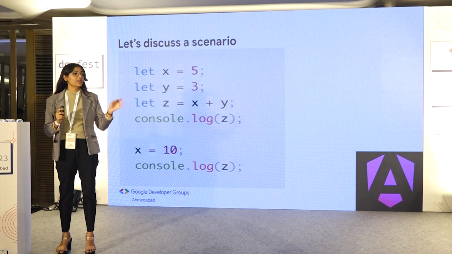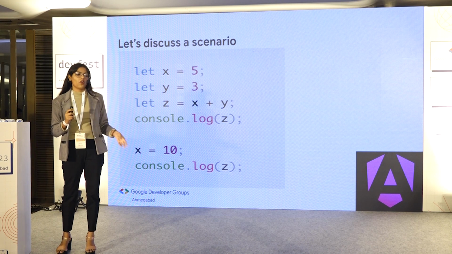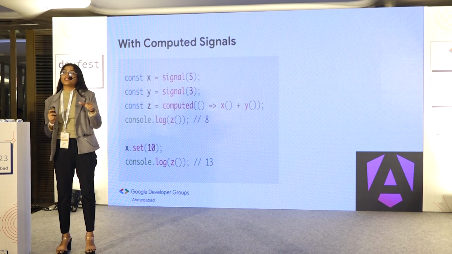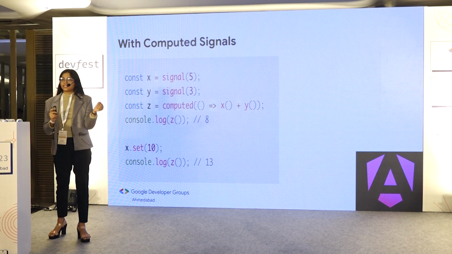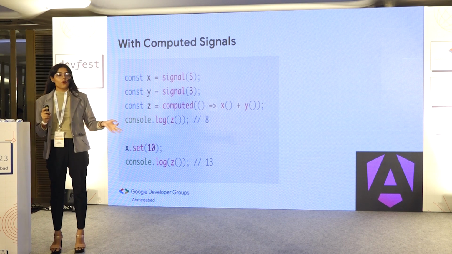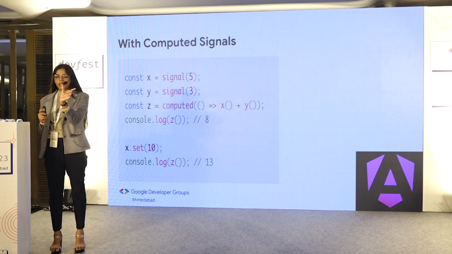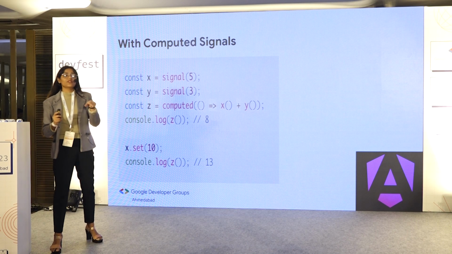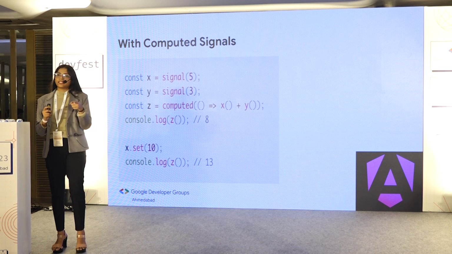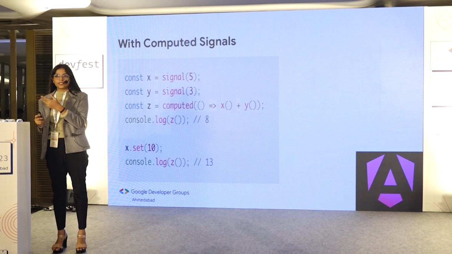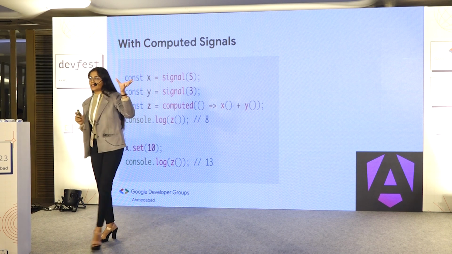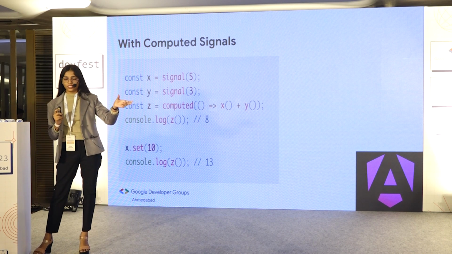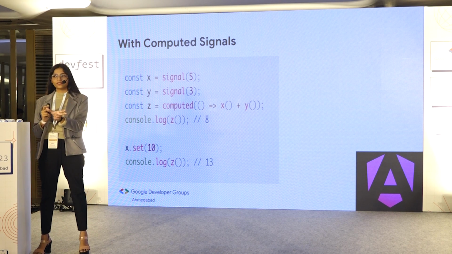But what we want is for our code to be more reactive. For that, we will use computed signals. What does a computed signal do? Let's say you have declared the X variable. Inside that, you are using signal, parenthesis, and inside this, you will pass the default value. Then you have a second one, Y. Inside this also signal, parenthesis, default value. Now how will you declare Z? You will declare a computed function. Inside this, you will add both of these signals.